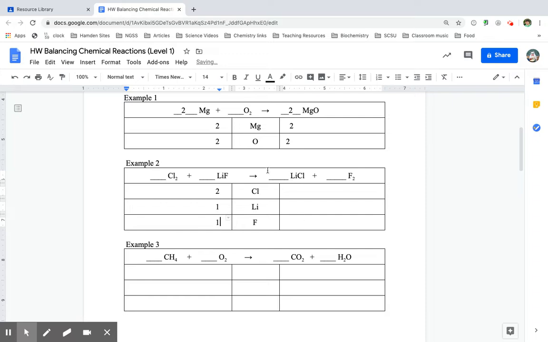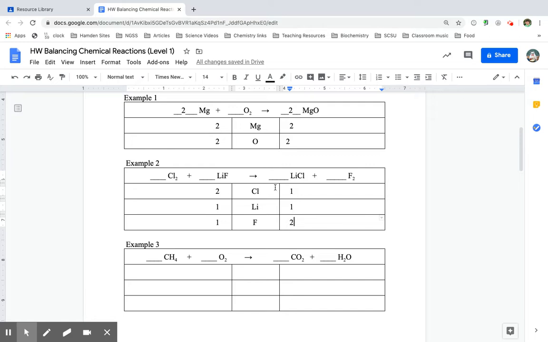On the right-hand side, they're in a different order, but I can still count them. I have 1 Li, 1 Cl, and 2 Fs, 2 fluorines. Okay, so the lithium looks good so far, but both the chlorine and fluorine are going to need some work. So let's start with the chlorine because that's first.